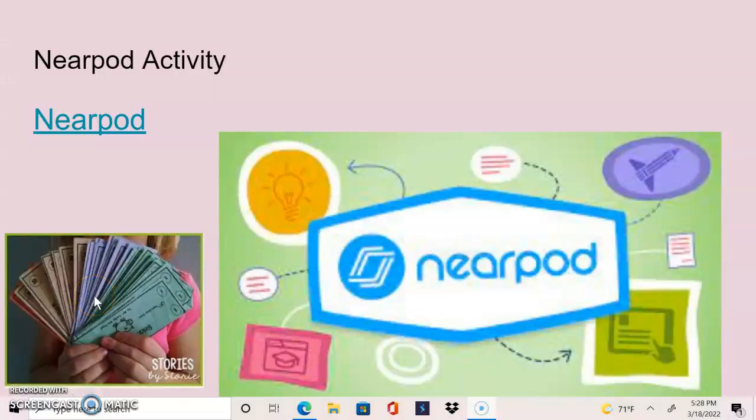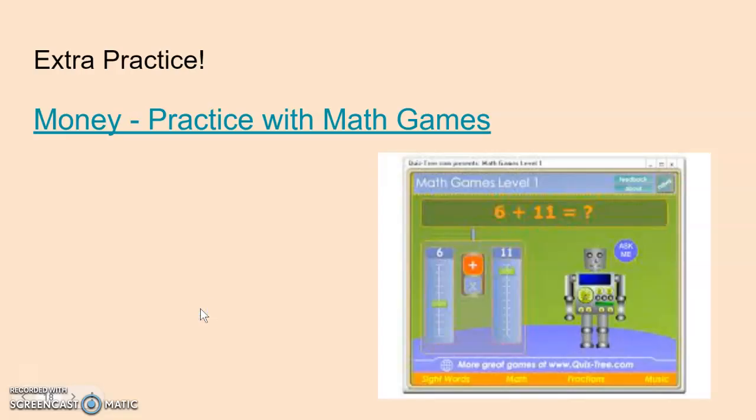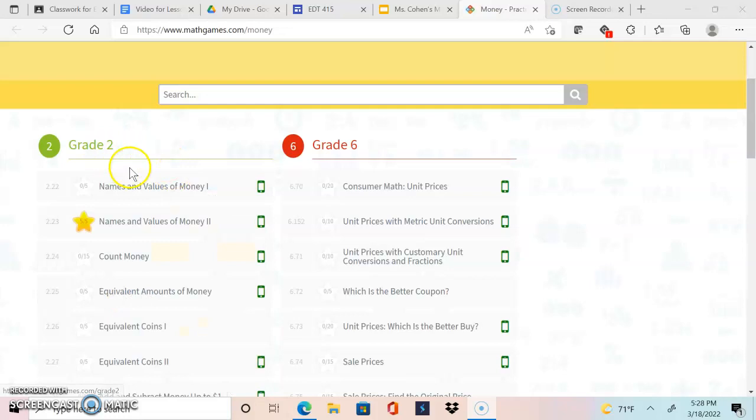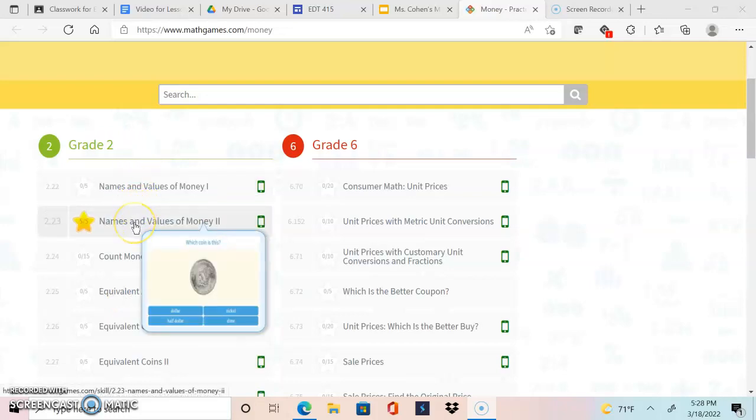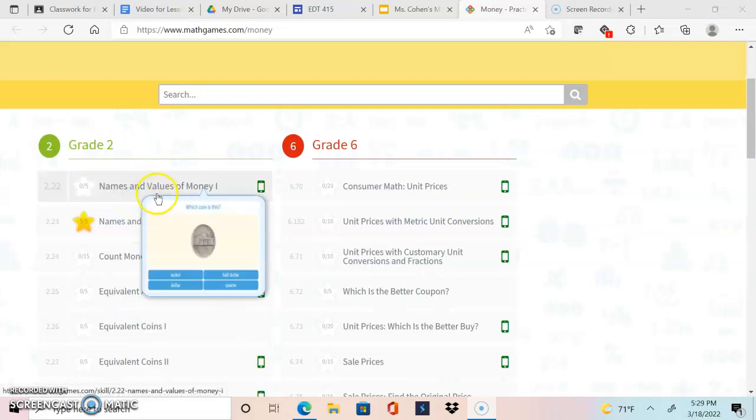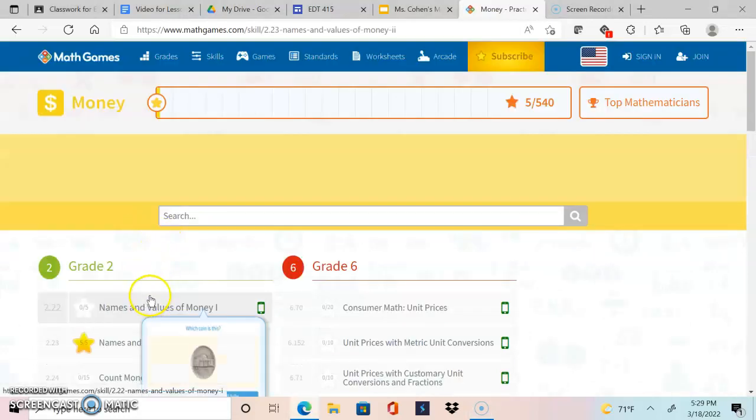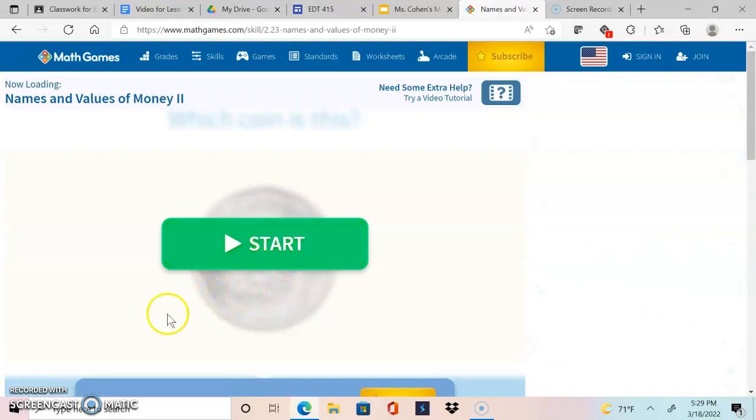Nice job, everyone. You guys are really getting the hang of this money lesson. Okay, since we have extra time, we're going to be doing some fun practice and some extra practice using Math Games website. Okay, once you get to this site, you're going to go to grade 2, and you're going to go to names and values of money 1 or money 2. You guys can pick whichever one you want to go to. And we'll do this for about 5 to 10 minutes.